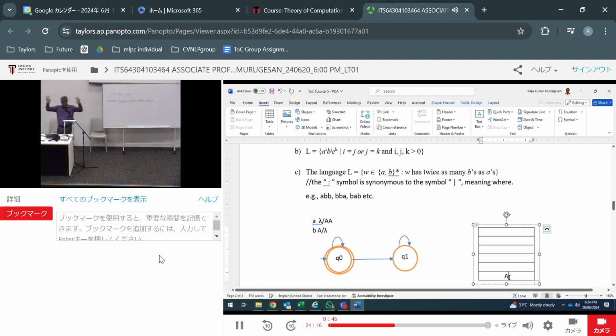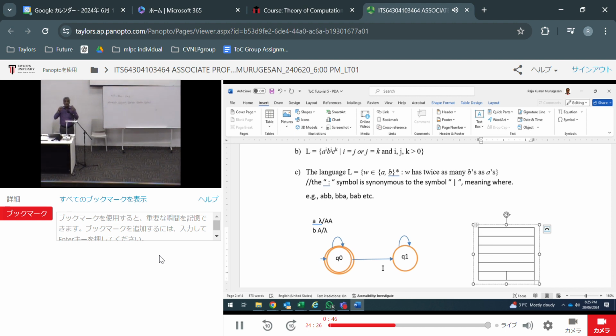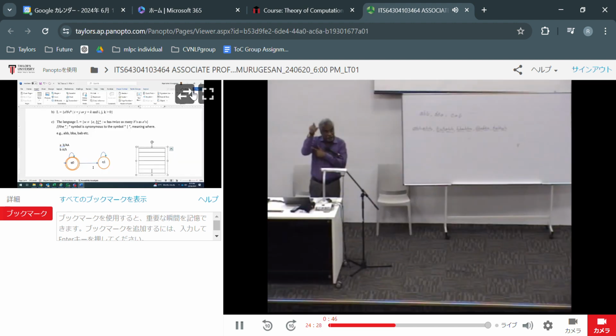Yogeshwaran batch, please remember, before you process a string, the stack must be empty. After processing a string, the stack must be empty, and the machine should be at the final state. All these conditions should be satisfied for halt and accept.